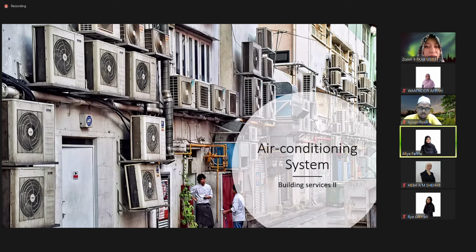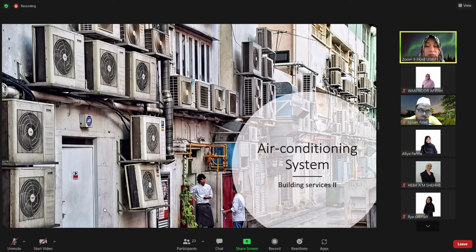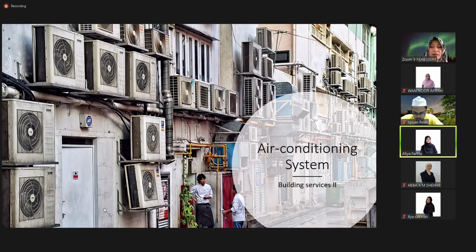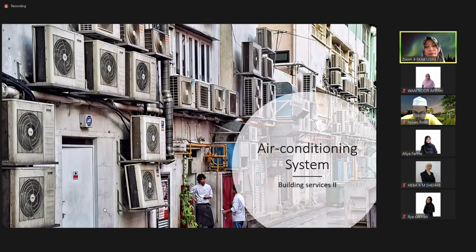Gambar ni pasal apa? The picture is talking about what? You tahu tak gambar ni pasal apa? Econ, sistem Econ. Betul, sistem Econ. So, how do you feel when you see this image, this photo? Biasa kat belakang bangunan lah. Biasa kat belakang bangunan, yes, at the back of the building, okay.